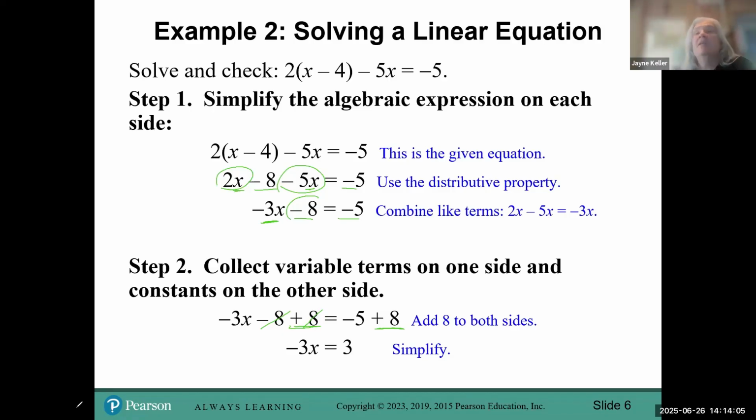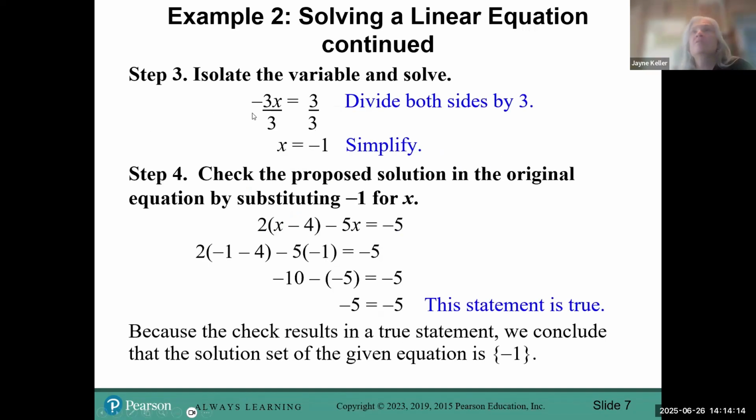Our last step then is to get rid of that -3 that's in front of the x. And let's pull up the next page. So we had -3x equals 3. And what we're going to do is divide, and this is actually a little typo here. We have to divide by -3. So when we divide by -3, this side we're left with x, and on the right side we have 3 divided by -3, which is -1.